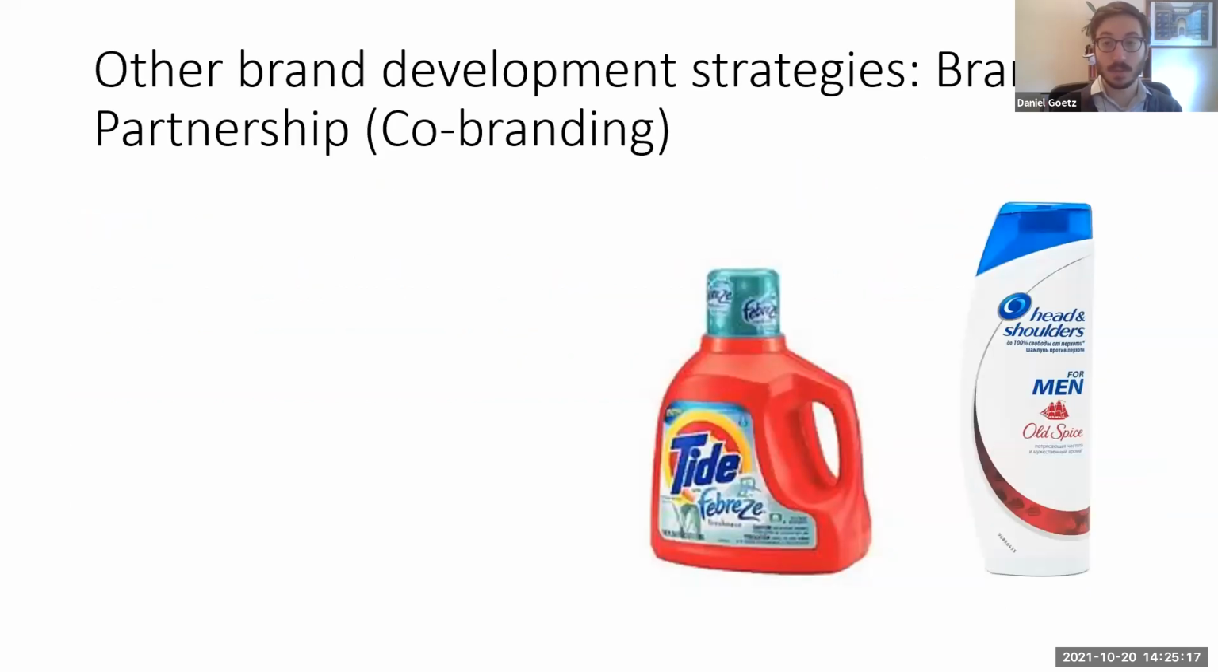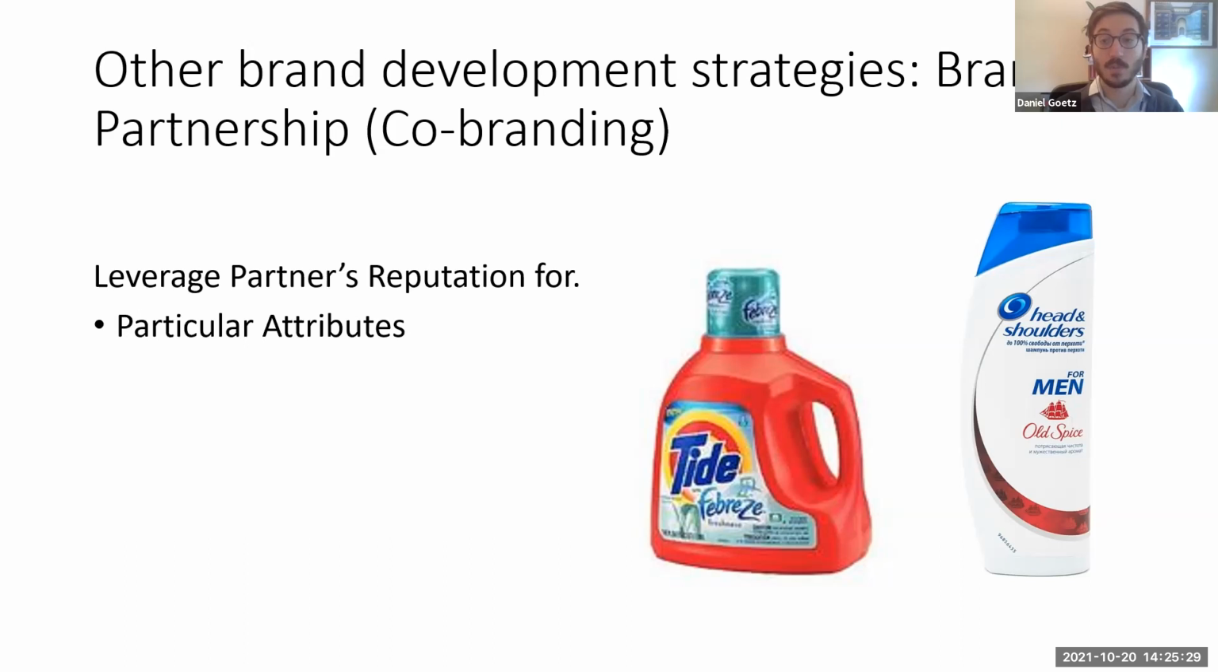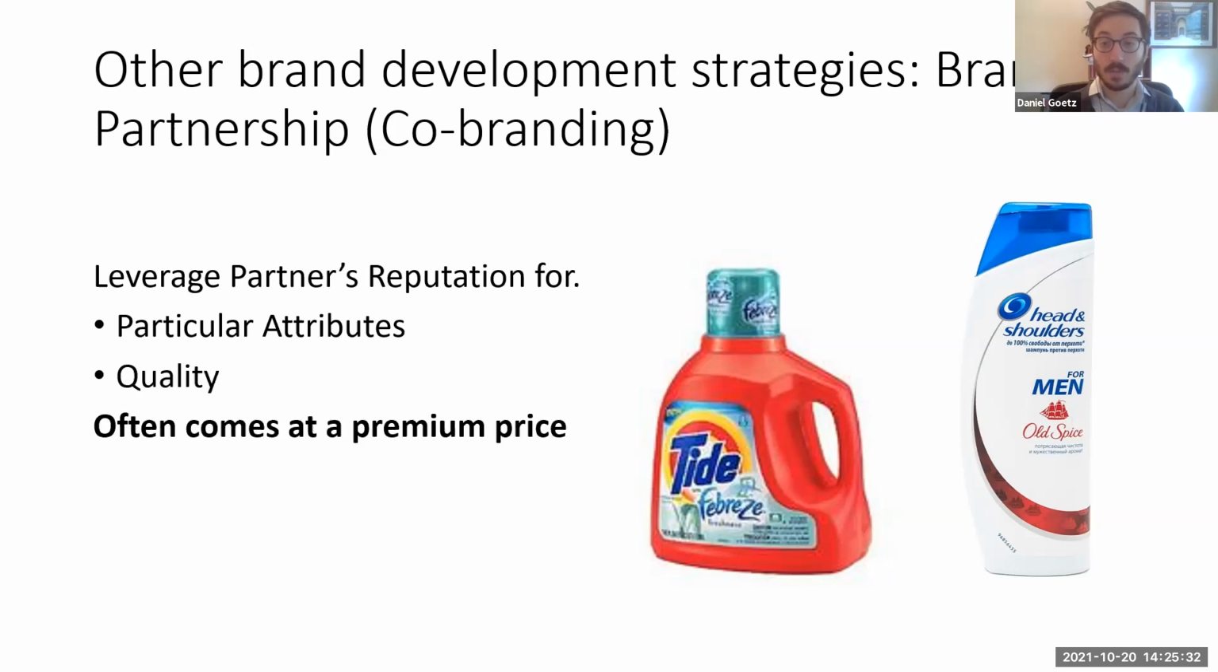So we have other brand development strategies. So brand partnership, other than these 4 options, we can do co-branding. You can leverage a partner's reputation for particular attributes, for quality, and this often comes at a premium price. So in these examples, we see Tide, and this Tide has Febreze included in it. So here we have a positive association, a particular attribute, Febreze, the smell of Febreze. And you can imagine that this Tide with Febreze will cost a little bit more. Same thing, Head and Shoulders. You have this one with the smell of Old Spice.